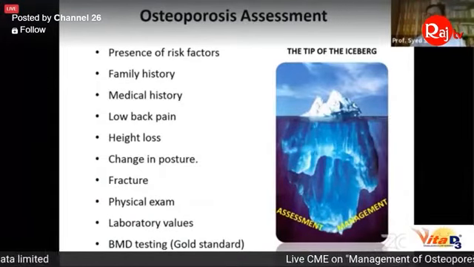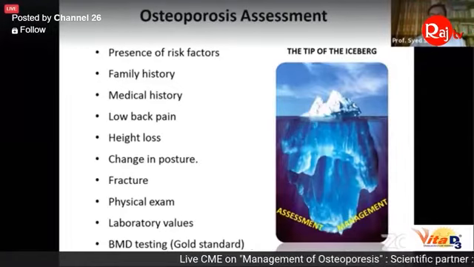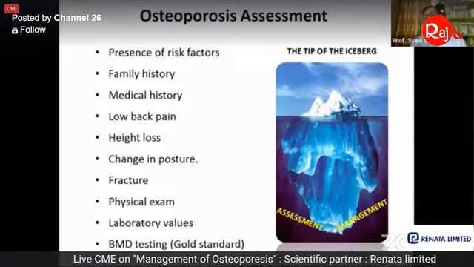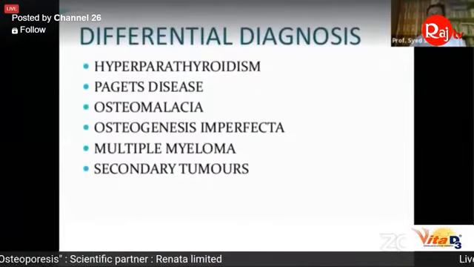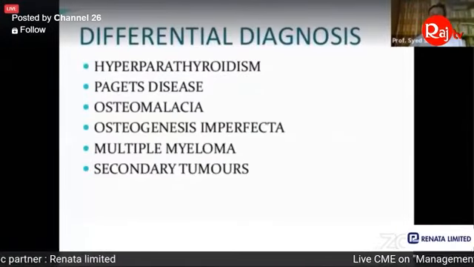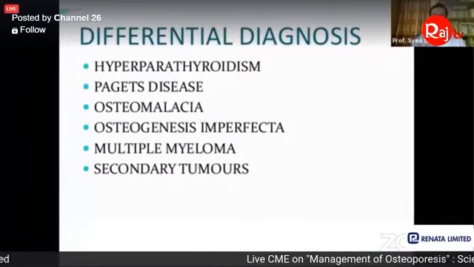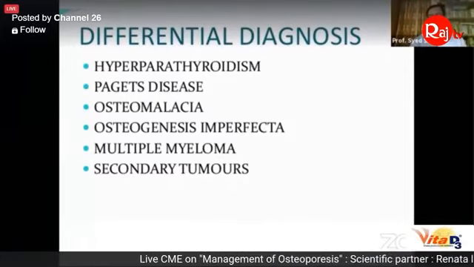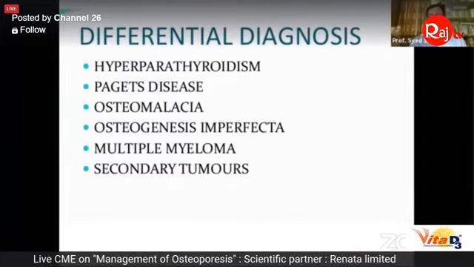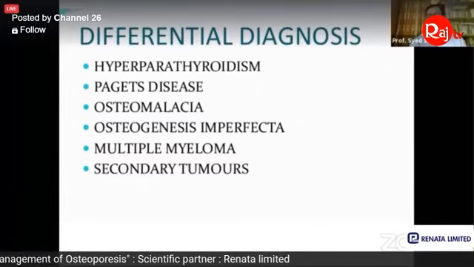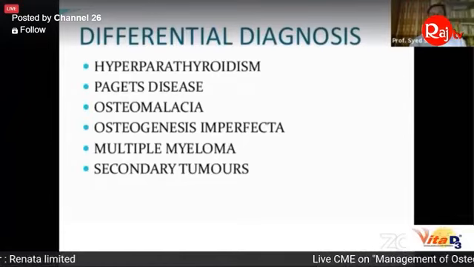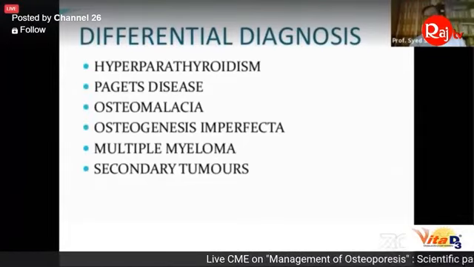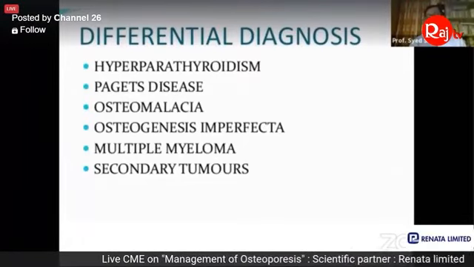But my previous speaker already told you that BMD testing is the gold standard for the diagnosis. So we have to keep in mind some differential diagnosis. These are the secondary causes of osteoporosis, already hyperparathyroidism, but also Paget's disease, osteomalacia, osteogenesis imperfecta, multiple myeloma, and secondary tumors, sometimes confused with osteoporosis. We have to keep this in mind.